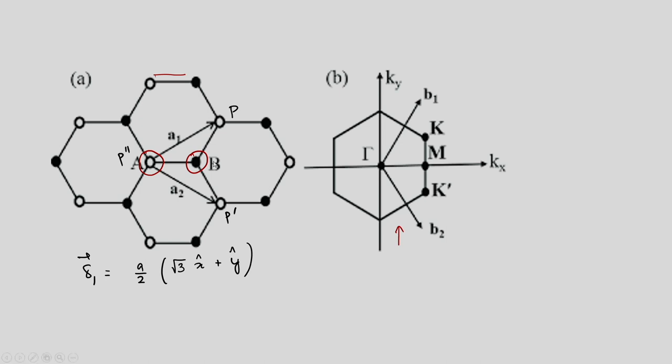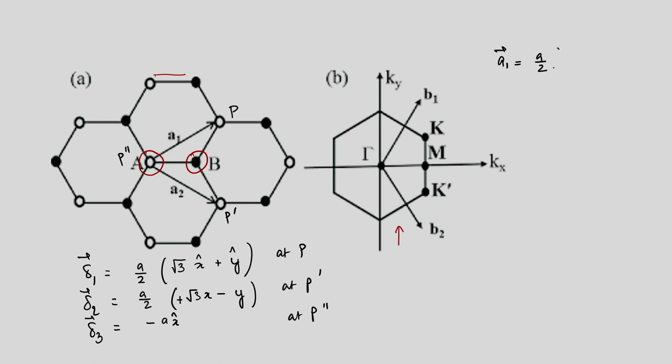So delta 1 connects the B atom to point P, and similarly one can write down delta 2, which is a by 2, minus root 3 x plus y. One can put actually a plus root 3 x and a minus y, because it's below that. The last one is delta 3, which is equal to minus a x cap, at the points P prime and P double prime. And we can write down the A1 and A2 vectors as A1 equal to a by 2 root 3 x cap plus 3 y cap, and A2 equal to a by 2 root 3 x cap minus 3 y cap.